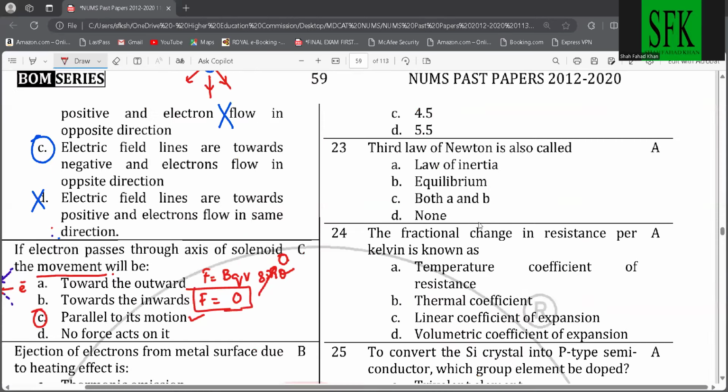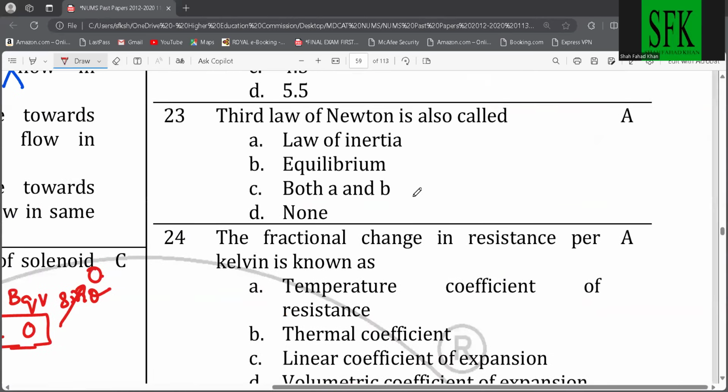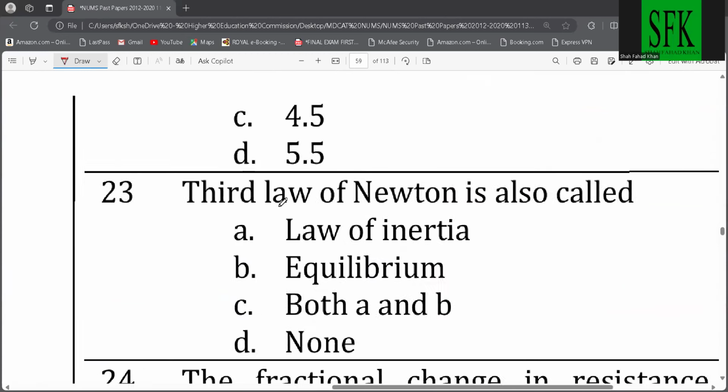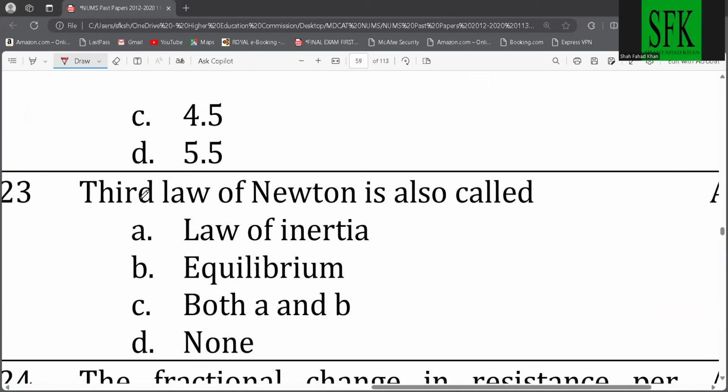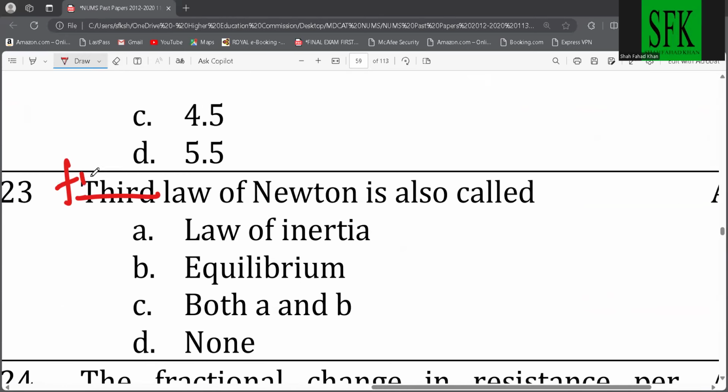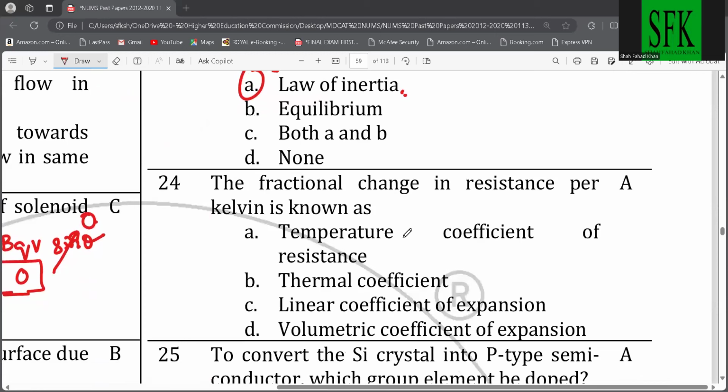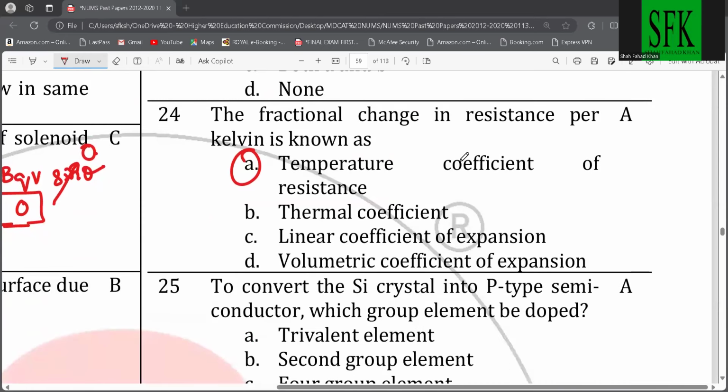Let's move on. Third law of Newton is called the law of equilibrium, inertia. Third law of inertia is the first law. This is the first law of Newton. Newton's first law is known as law of inertia. Fractional change in resistance per Kelvin is known as the temperature coefficient of resistance. This is correct. It's the fractional change in resistance per Kelvin.